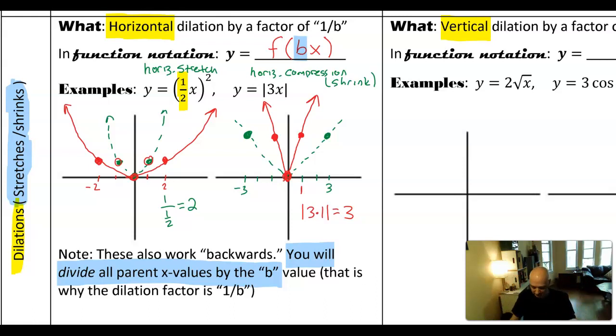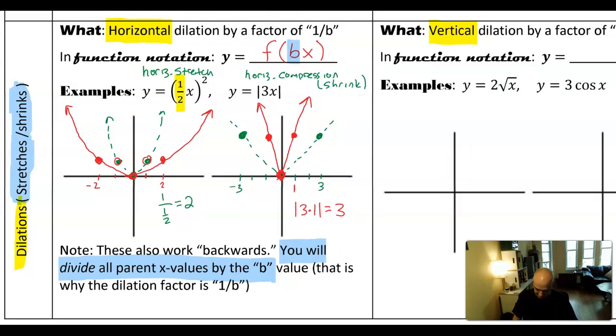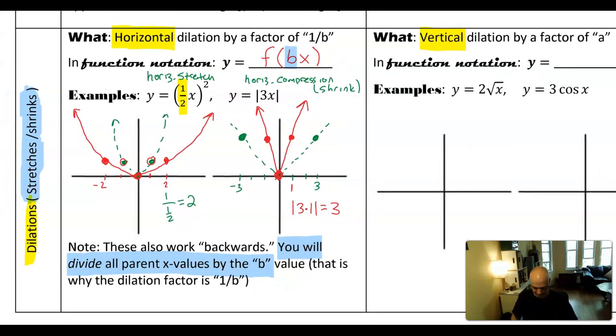I guess you could say a factor of 1/3. This is a horizontal shrink. So I took all of the x values and divided them by the b value of 3. So I'd say this is a shrink by a factor of 1/3. This is a stretch by a factor of 2.